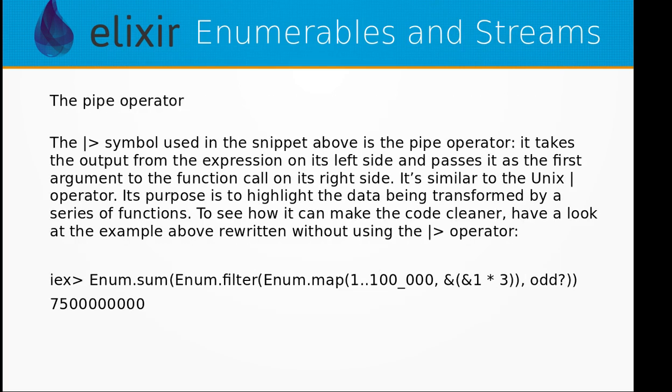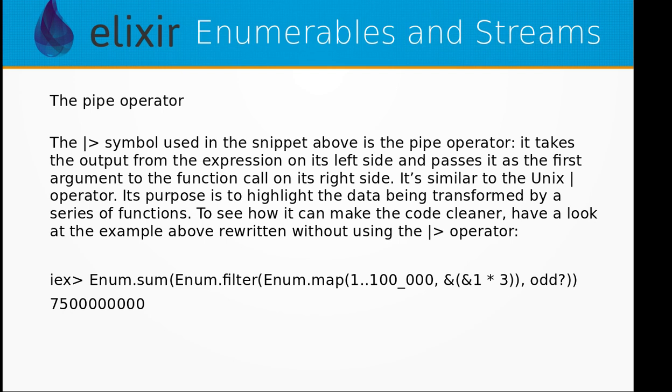The pipe operator. The pipe greater than symbol used in the snippet above is the pipe operator. It takes the output from the expression on its left side and passes it as the first argument to the function called on the right side. It's similar to the Unix pipe operator. Its purpose is to highlight the data being transformed by a series of functions. To see how it can make the code cleaner, have a look at the example below.